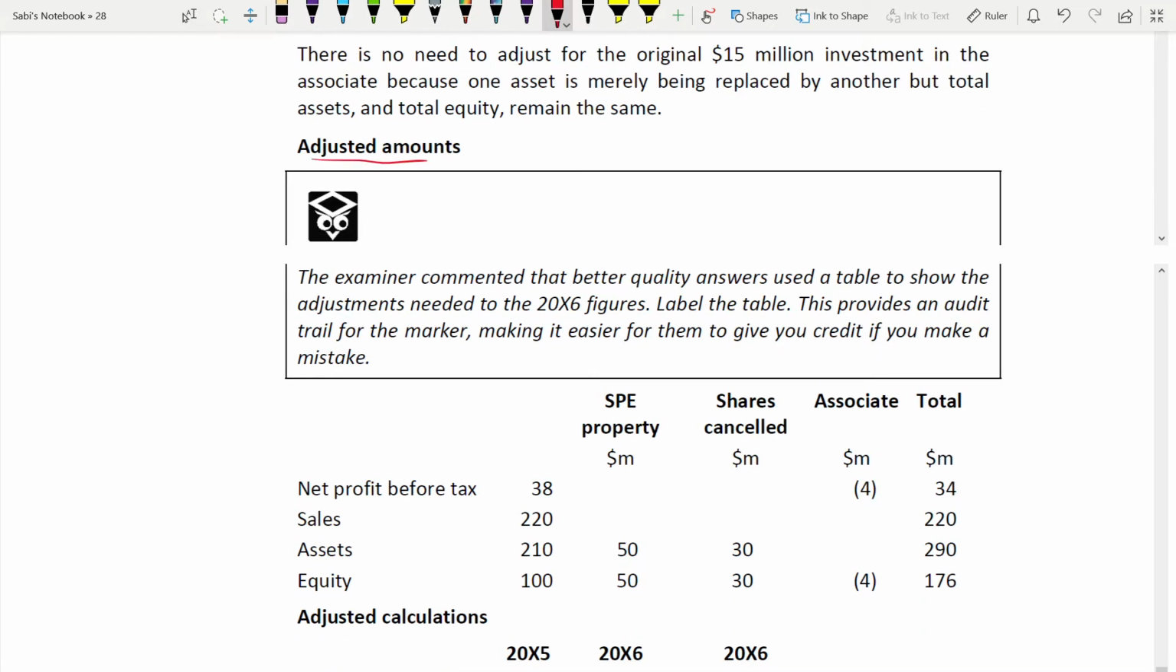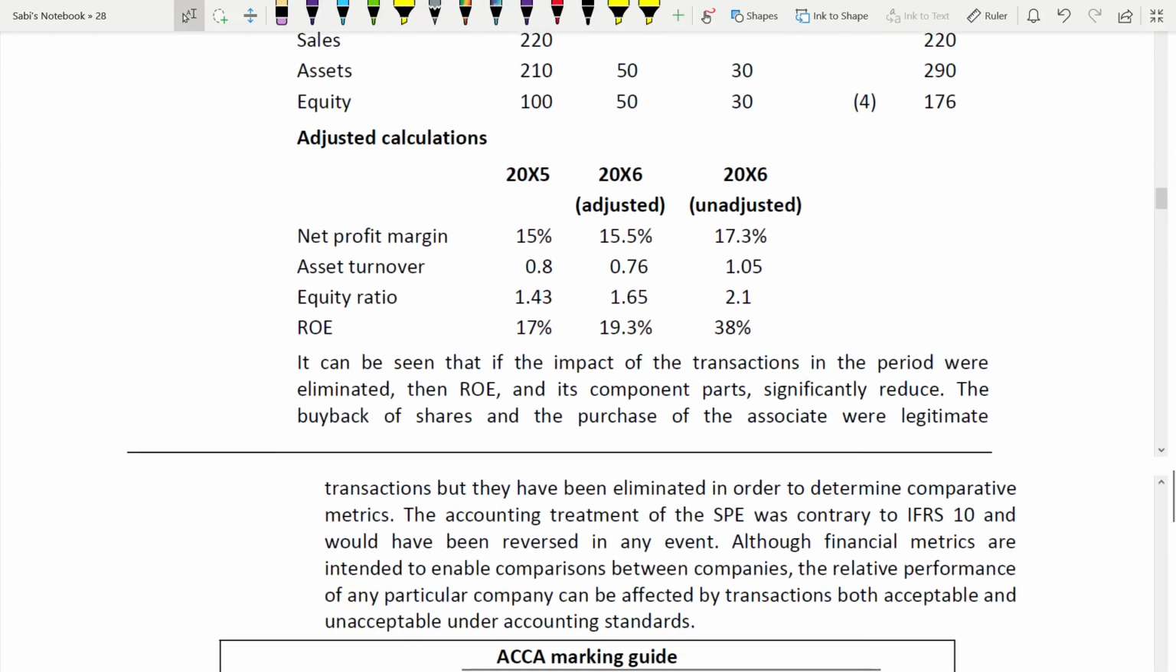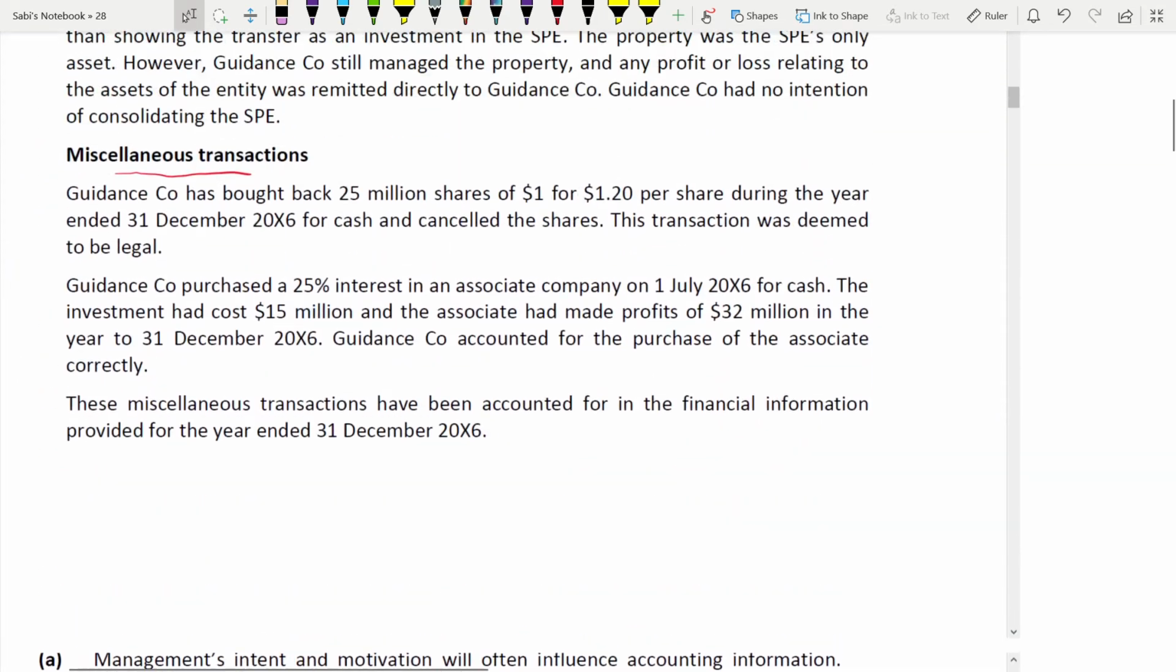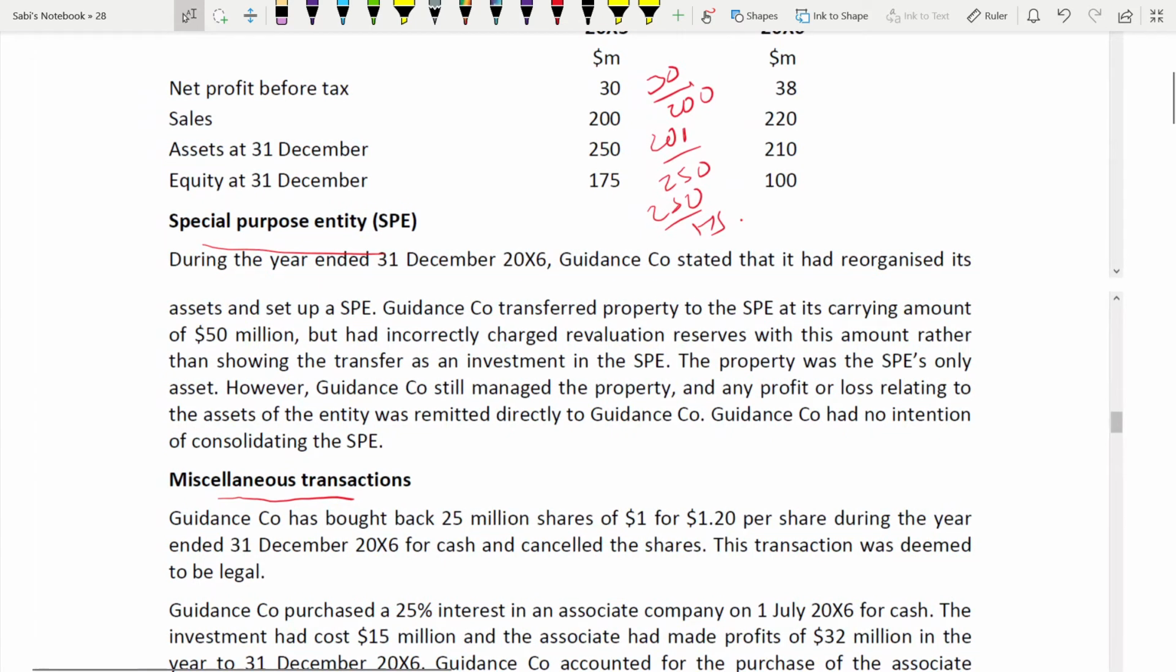Adjusted amount, you have to adjust. And finally we have the marking scheme. But before going to the marking scheme, we need to go through the scenario. During the year ended 31st December 2006, Guidance stated that it had reorganized its assets and set up an SPE, special purpose entity. Guidance transferred a property to the SPE at its carrying amount of 50 million but had incorrectly charged revaluation reserves with this amount rather than showing the transfer as an investment in the SPE. So this 50 million they have shown in the revaluation reserve.